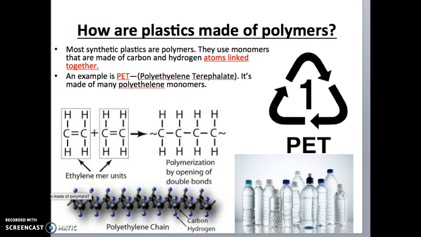So how are plastics made out of polymers? Well, if you were to take a look at plastics very closely, you will see that they are made out of many monomers that are linked together. These monomers are mostly made out of carbon and hydrogen. Here's an example of plastic PET, polyethylene terephthalate, and you can see here's a polyethylene chain, but this chain is made out of smaller monomer units that are composed of carbon and hydrogen atoms, and when you join them together it makes a longer polymer, which results in a material like this.